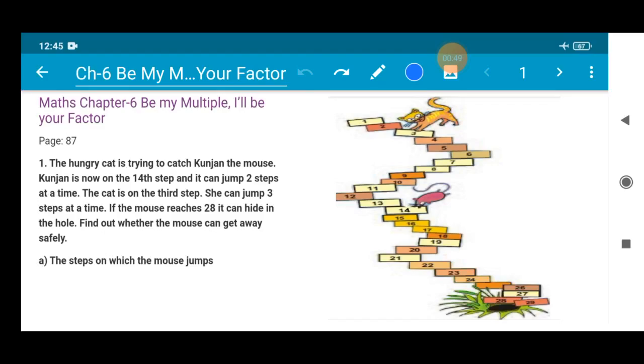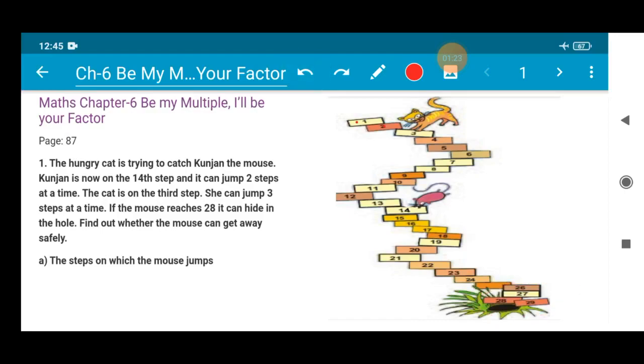Okay, so this question here is based on storytelling. You people have fun with this, I hope. So let us read this story here. The hungry cat is trying to catch Kunjan the mouse. This is a hungry cat here, and this is a mouse. The name of this mouse is Kunjan. Kunjan is now on the 14th step. So you can see all the numbers 1, 2, 3, 4, till 29 are the steps.